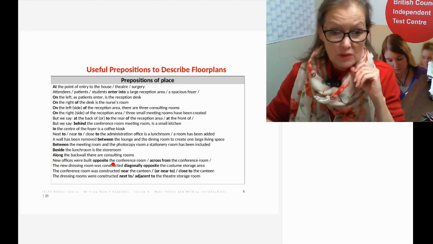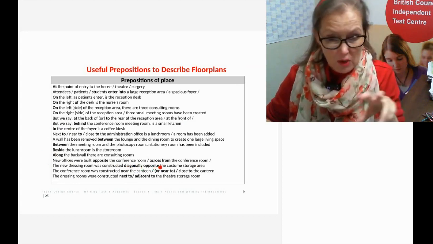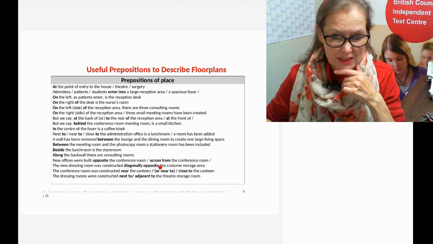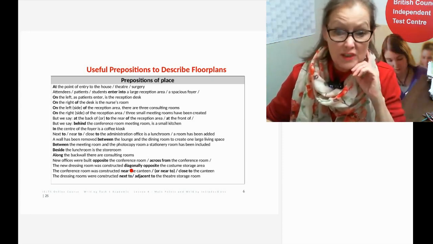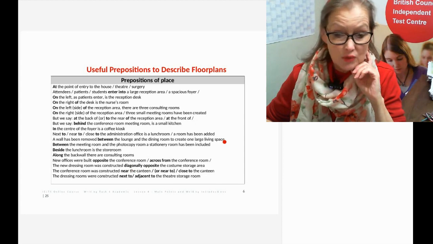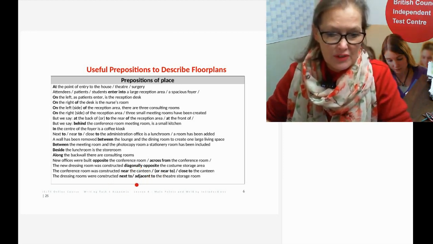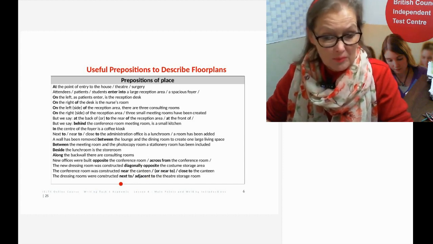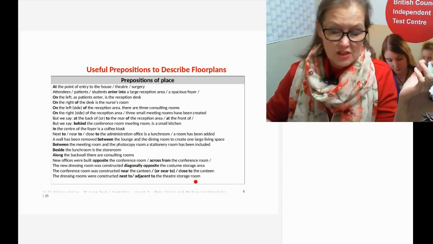Opposite is another useful little word. And then sometimes we could even have something diagonally opposite. So make sure you know the difference between these. And then we could use near. If it's not close to or next to, we could use near or near to. Near the canteen or near to the canteen. And have a look at this beautiful word. This is a nice level 7 word, this adjacent. It means next to. So the dressing rooms in a theatre, for example, were constructed adjacent to the theatre storage room.